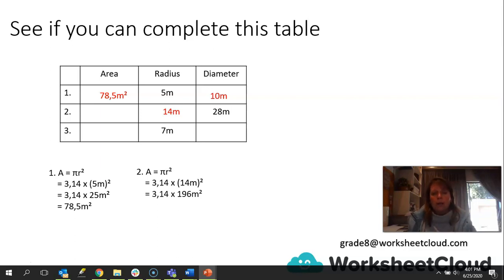You then multiply that by pi, and you're going to end up with 615,44 meters squared. Once again, just a reminder not to forget your exponent. If you do, then it is not a measurement for area, because it will be a straight measurement. Okay, so we plug that back into our table, and we've completed our second row.